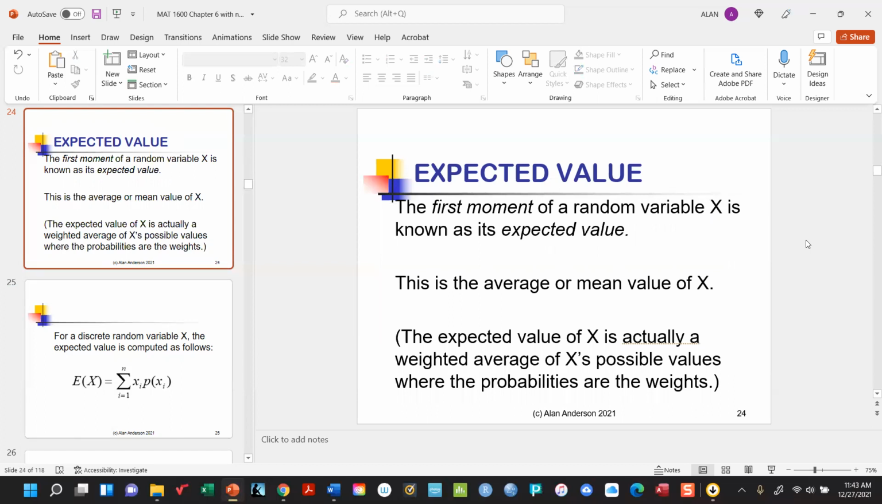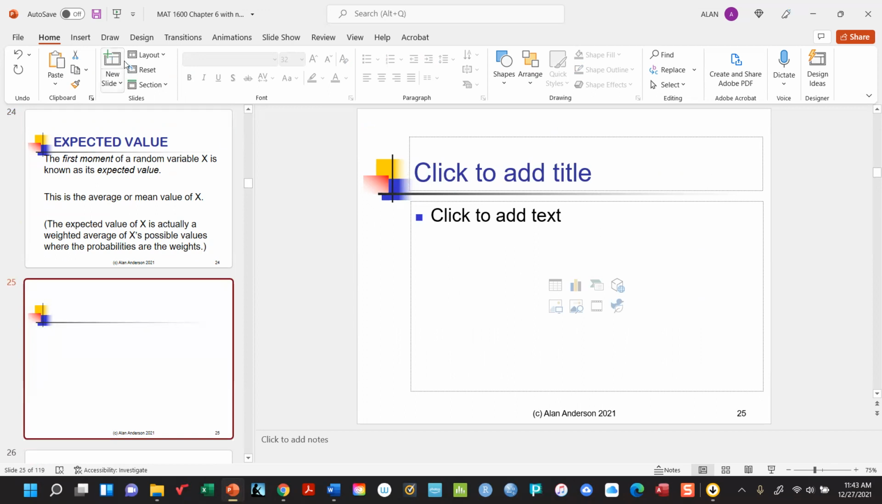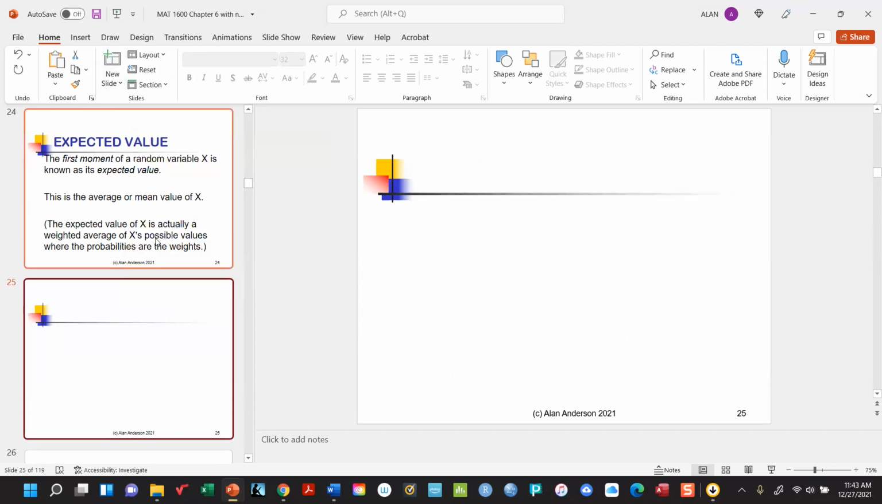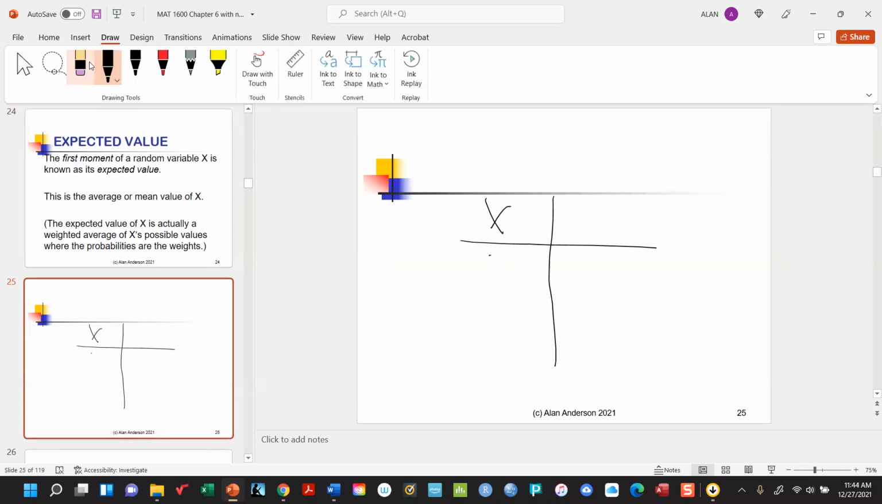All right, here we go. Let's take a look at this scary formula. Before we do that, let me just remind you, the example we'll be working with is this one. We have X, which has three possible values: 0, 1, and 2. I'm leaving space for something. We'll see what it is in a second.